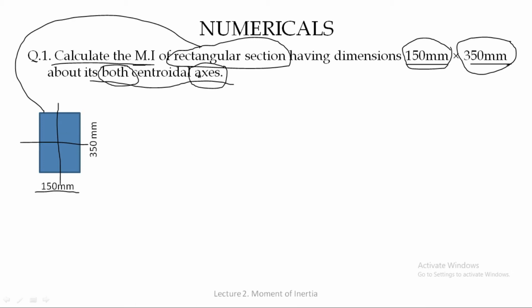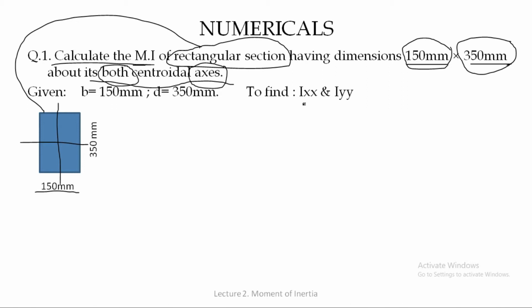Remember that if AXES is given, then you have to find IXX and IYY. So we will write the given: width or breadth is 150 mm, depth is 350 mm, and from this we have to find IXX and IYY. I think you are clear about when you have to find IXX and IYY.